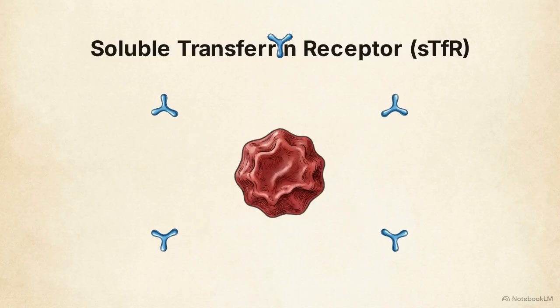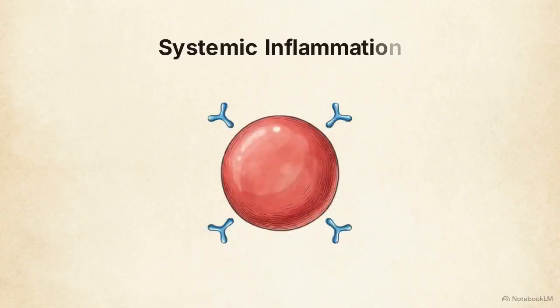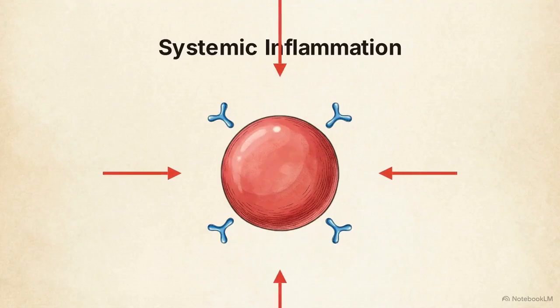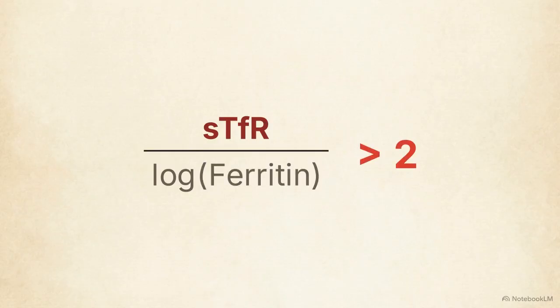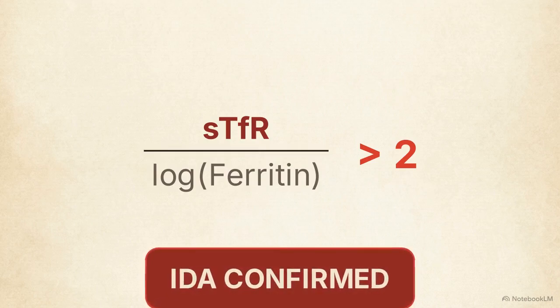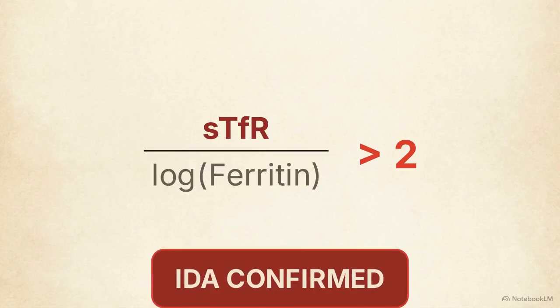When cells are genuinely starved of iron, they shed these receptors into the bloodstream. Unlike ferritin, STFR ignores inflammatory signals entirely. It only elevates in true tissue iron deficiency. By dividing the STFR value by the log of the ferritin value, we isolate the deficiency. If that ratio is strictly greater than 2, it proves true iron deficiency is present, regardless of how much inflammation is clouding the rest of the iron panel.